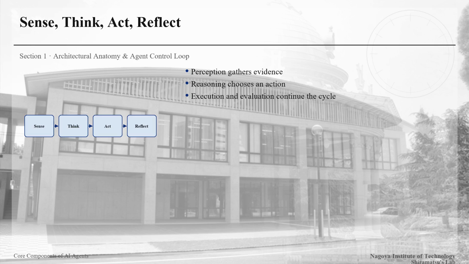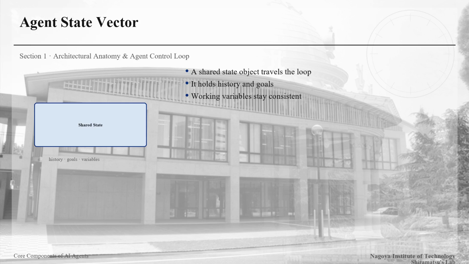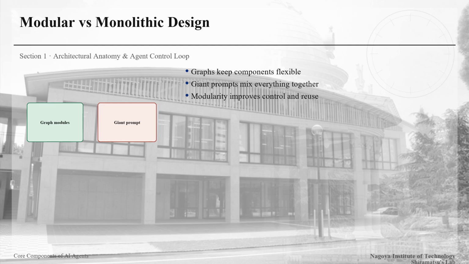Data flows through perception, reasoning, tool execution, and state evaluation in a continuous cycle. A shared state vector carries history, goals, and working variables between nodes. Modular graph systems stay flexible, while monolithic prompt templates become hard to control.